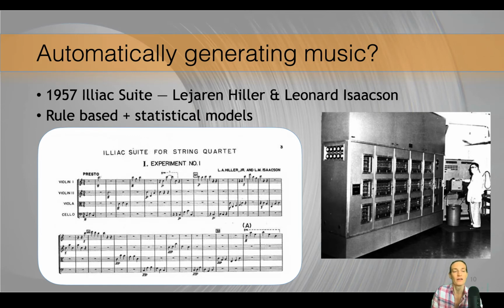It wasn't until more modern computers were invented that we got to actually see the result of this. For instance, you might be familiar with the ILLIAC computer, which was created in the 50s. Based on this computer, Lejaren Hiller and Leonard Isaacson composed the Illiac Suite, which is often referred to as the first computer-generated piece. They used rules from music and statistical models, Markov models, to create this piece of music.